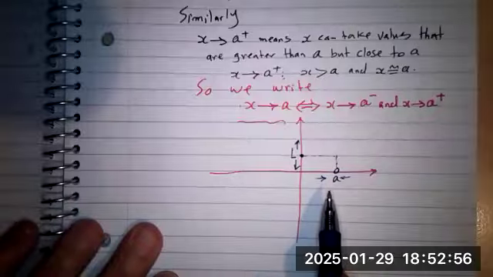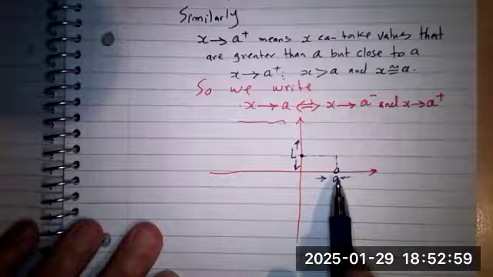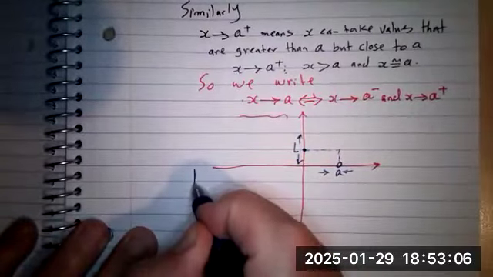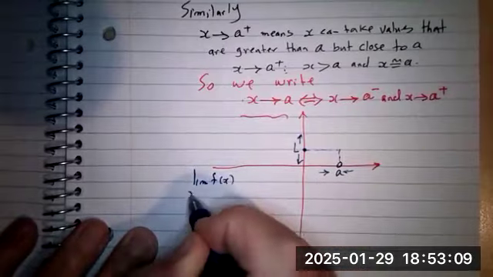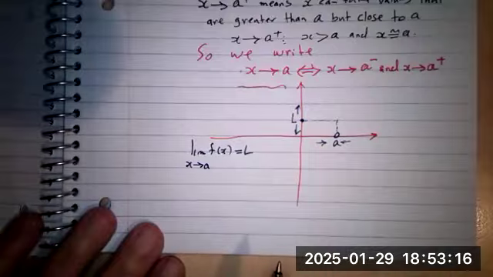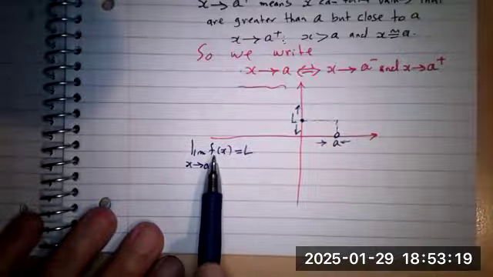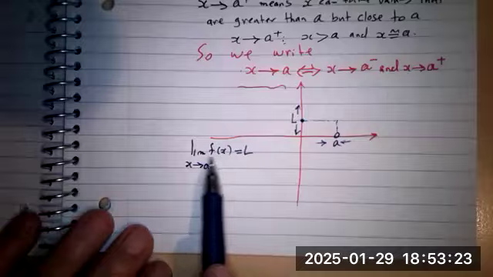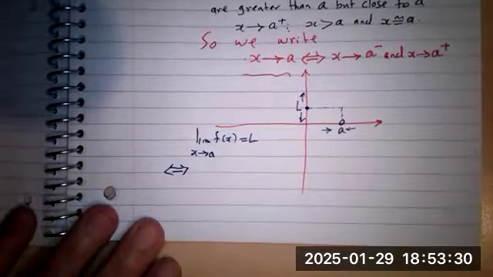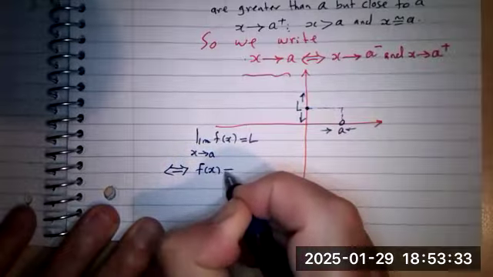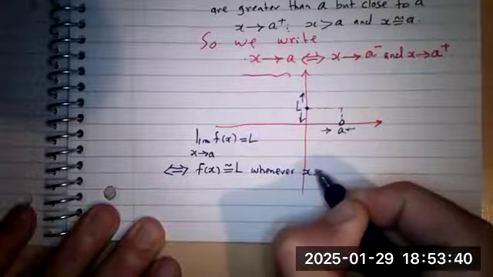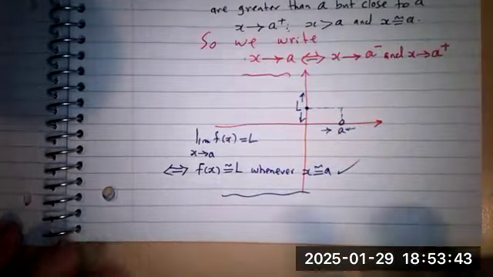So if you take your x from the right and the left, and you arrive at numbers which are going to be up and down of L, in that case, we write this. The limit of f of x as x goes to a is equal to L. This means, if and only if, in short, f of x would be approximately L whenever x would be approximately a. You see, it's very informal. I'm writing it down in better form.